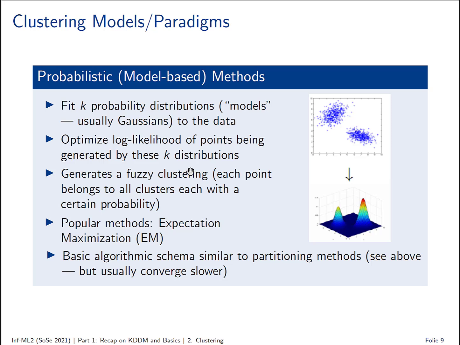Yeah, and then again you recompute the probabilities, which is the assignment step. And then you recompute the models, mean and covariance matrices, and so on and so on. And again, the same convergence: when nothing changes anymore, or the change is too small from one step to the next, then you stop. The convergence is a little bit slower, but the basic algorithmic schema as before works also very well here, and that is the expectation maximization algorithm.